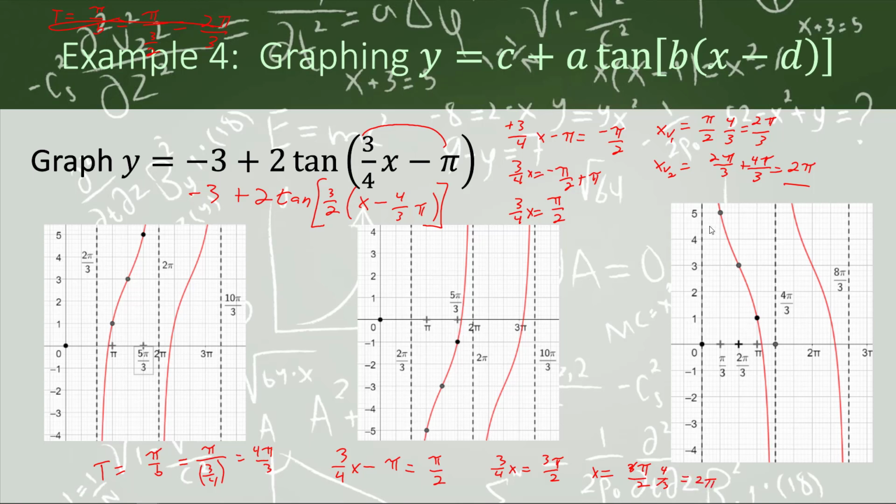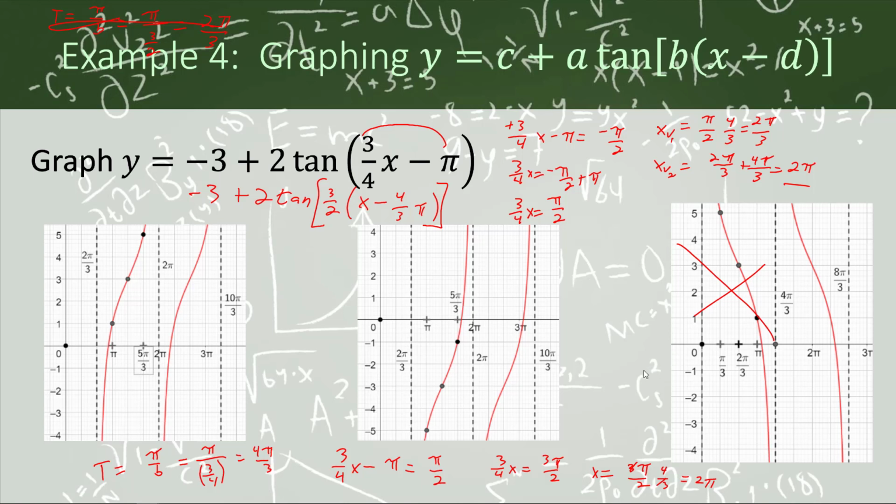Okay, so we have our first vertical asymptote is 2 pi/3, and the second vertical asymptote is 2 pi. Here we have 2 pi/3 and 2 pi, cool. Here we have 2 pi/3 and 2 pi. Here we have 0 and 4 pi/3, so this cannot be one of the graphs.